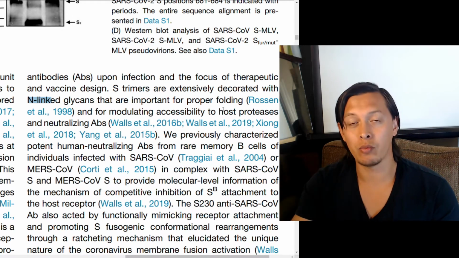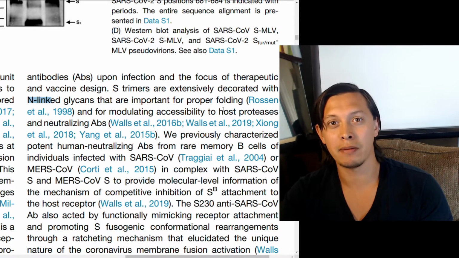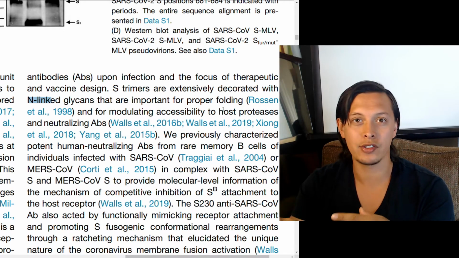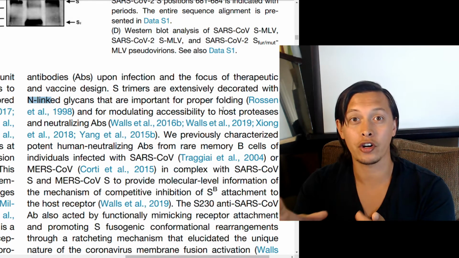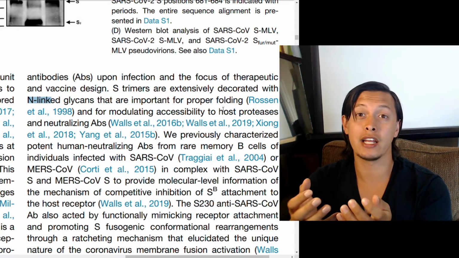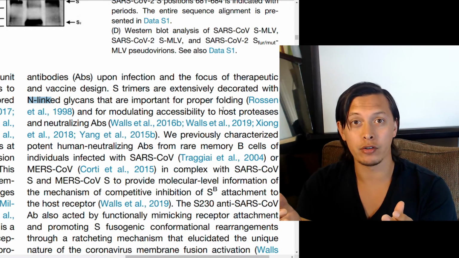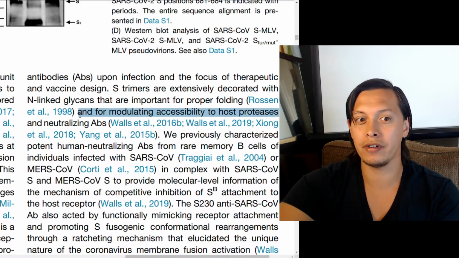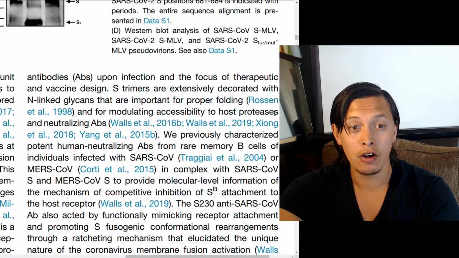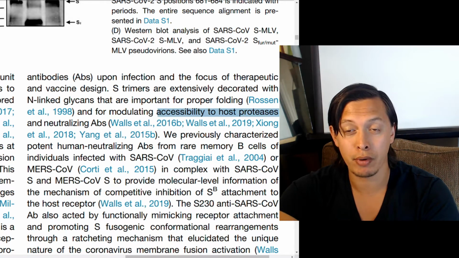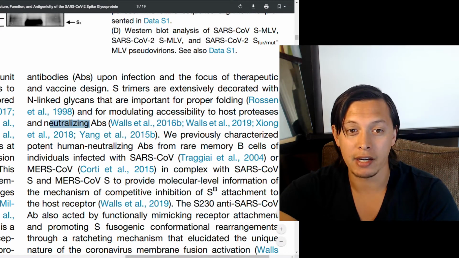And the reason why an A type can accept type O blood is because the O red blood cells don't have any A's or any B's. So it's harder for your immune system to recognize those red blood cells as foreign, because they're not exposing any of those sugars. So this is one of, if not many of, the techniques that viruses use for these N-linked glycosylation events: it modulates the accessibility to host proteases and neutralizing antibodies.